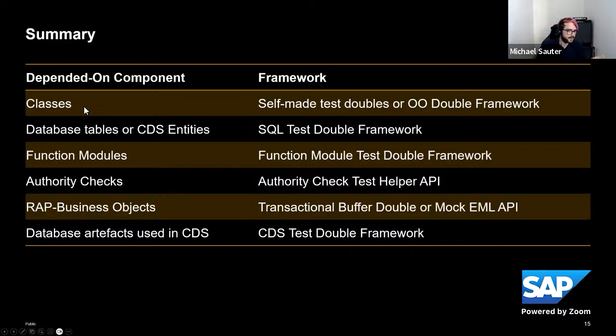If it's a class, you can go ahead, implement your own test doubles or use the object-oriented double framework. If you want to isolate from database tables or CDS entities, use the SQL test double framework. If you want to isolate from function modules, use that test-level framework, and so on. That's probably the shortest summary you can find of how you can isolate your tests.